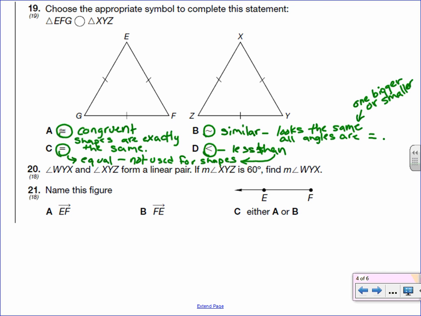So one thing that tells us that they aren't bigger or smaller than the other is that these lines mean that each side is equal in length to the other ones that have that same mark. Since all of the sides have the same mark, that means that all of the sides are the same length. So these shapes are exactly the same. They are congruent. So the symbol that would go in here is the one for A.